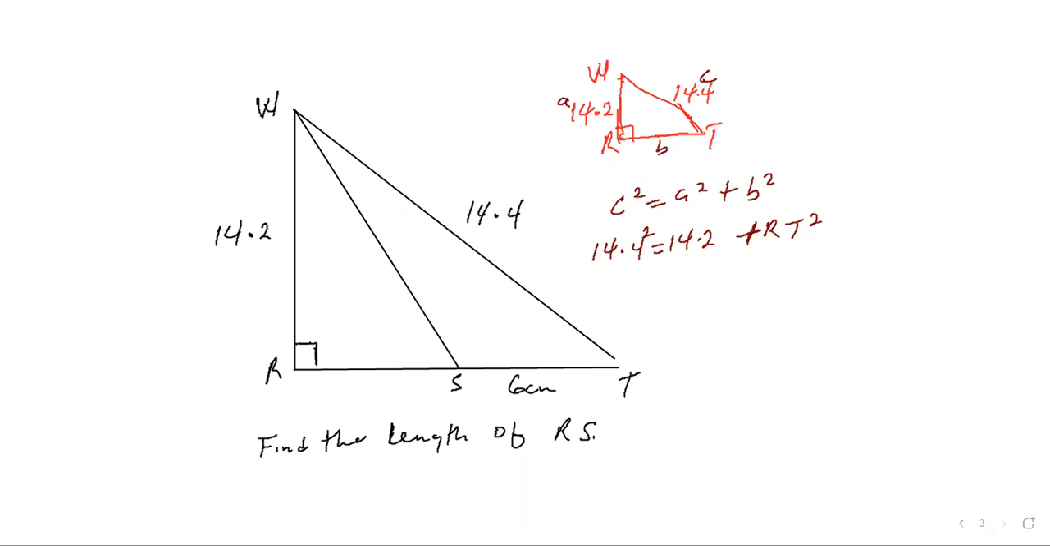14.2 square is 201.4. All right. So it had been 14 point. Okay, when you work this out, what do you get? 201.64. Okay, 201.64 is equal to the next one, that is what?